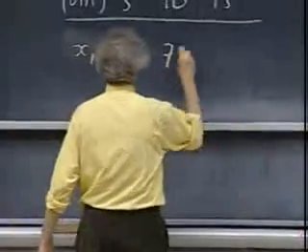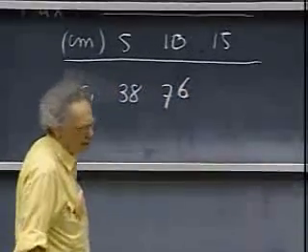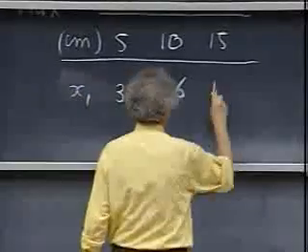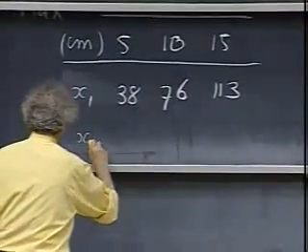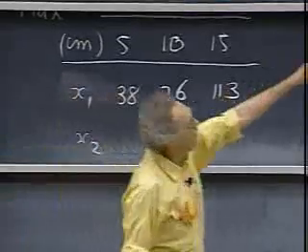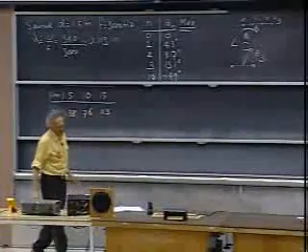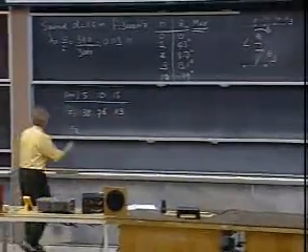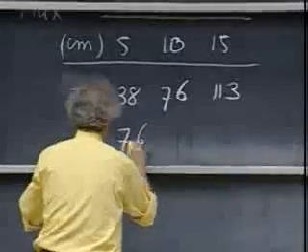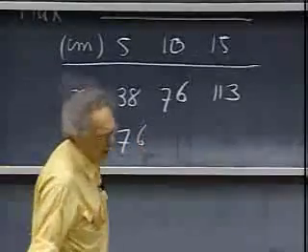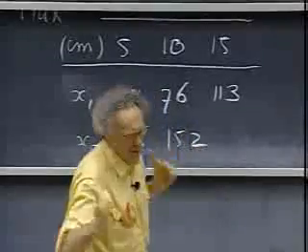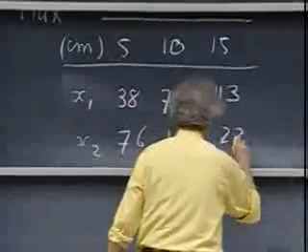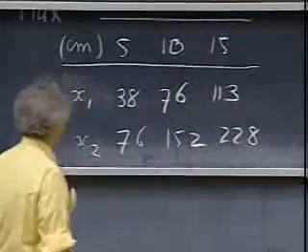And if you're 10 meters away, it's double that. That's no surprise, 76 centimeters. And if you're 15 meters away, it is 113 centimeters. And then x2, which is the position where you have another maximum, would be at 76 centimeters. And it would be at 152 centimeters. And it would be at 228 centimeters if you're 15 meters away from me.